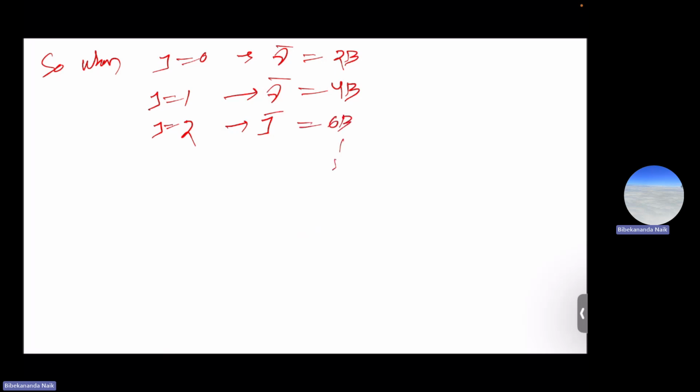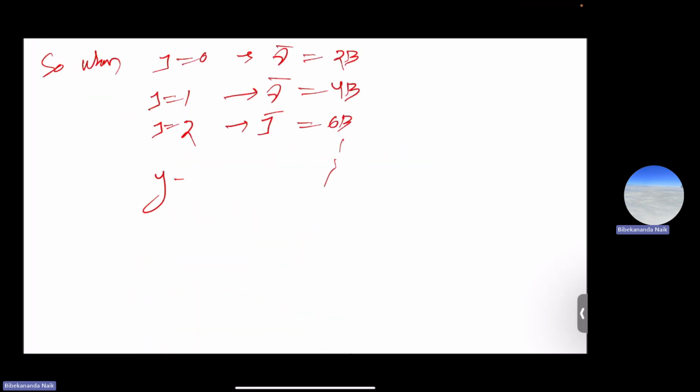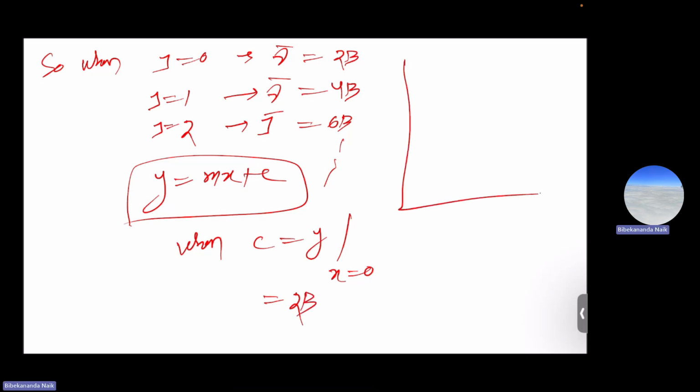Now if we consider the equation, the relation, it is like y equals mx plus c, where c equals y at x equal to 0, and it is 2b. So what will be the relation? It will be the equation of a straight line passing through the point 2b on the y axis.